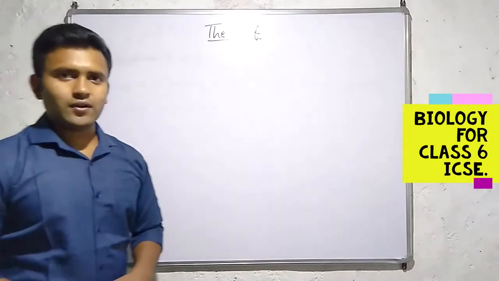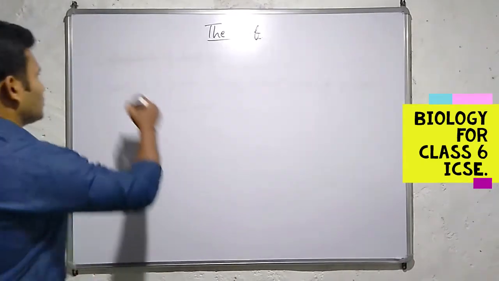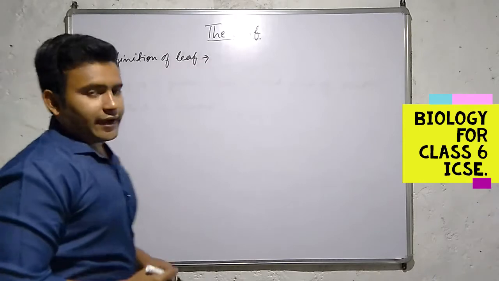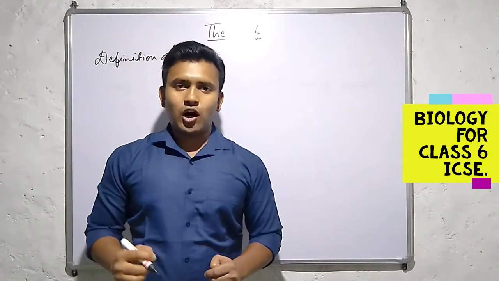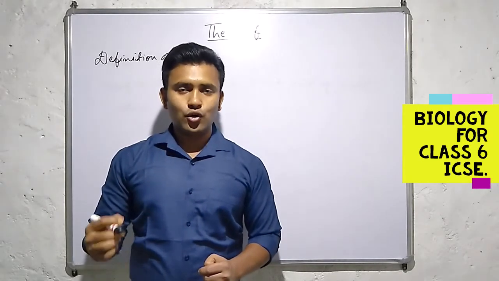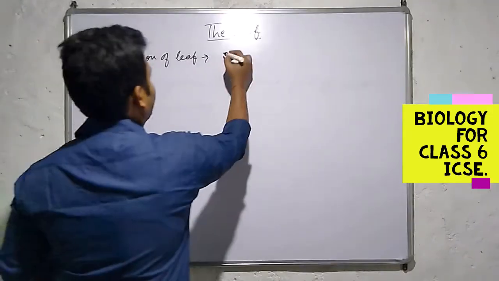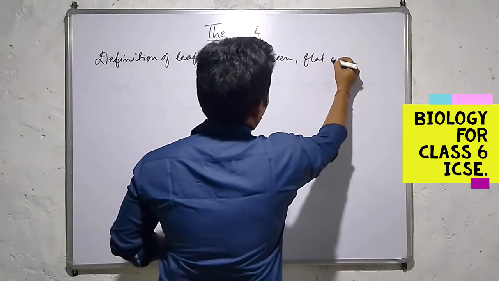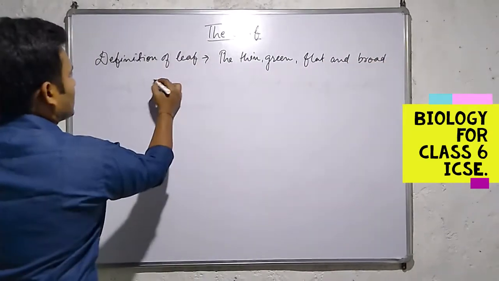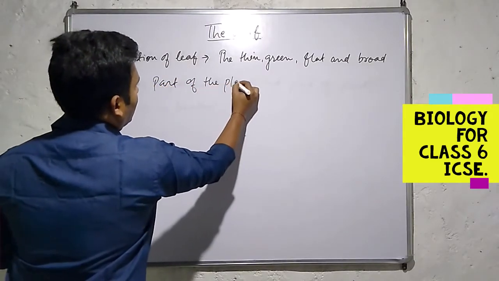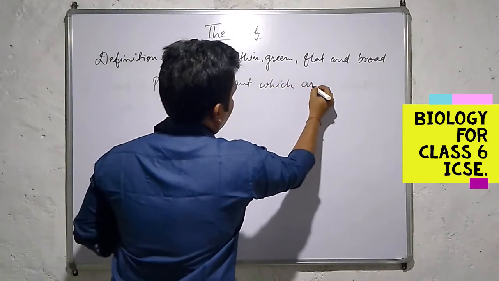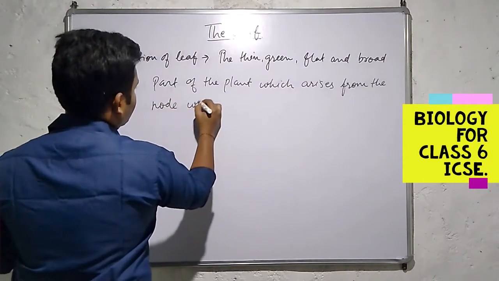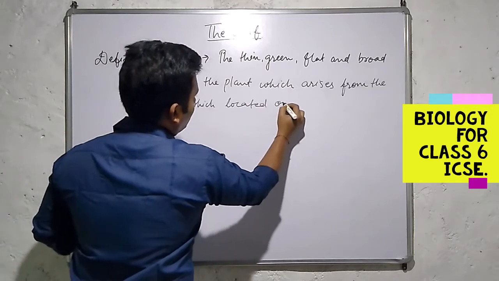So now we'll discuss about the leaf. So we will start with its definition first. So the definition of leaf would be: it is a thin, green, flat and broad part of the plant which arises from the node which is located on the stem. So we will write the thin, green, flat and broad part of the plant which arises from the node which is located on the stem.